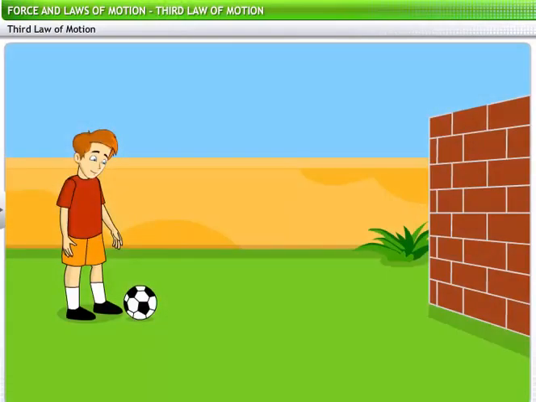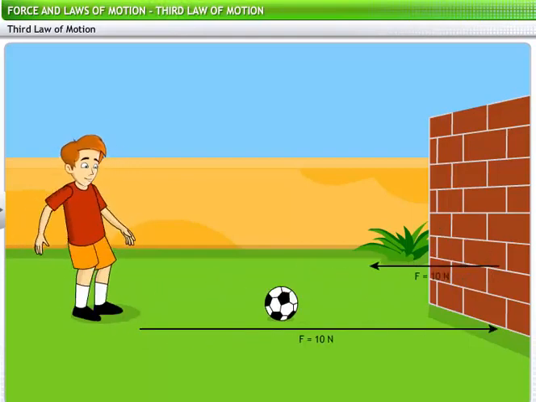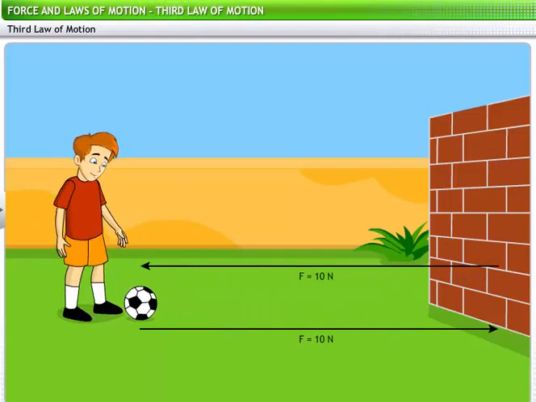Let's revisit the situations we observed at the beginning of this lesson. The boy kicks the ball to the wall, say with a force of 10 Newton. The wall kicks the ball back with equal force. The direction of the force exerted by the wall is opposite to the direction of the boy's kick. One force acts on the wall, while the other force acts on the ball.